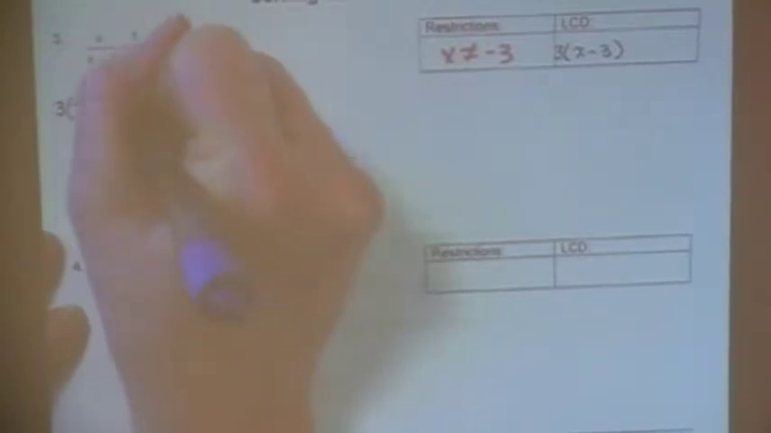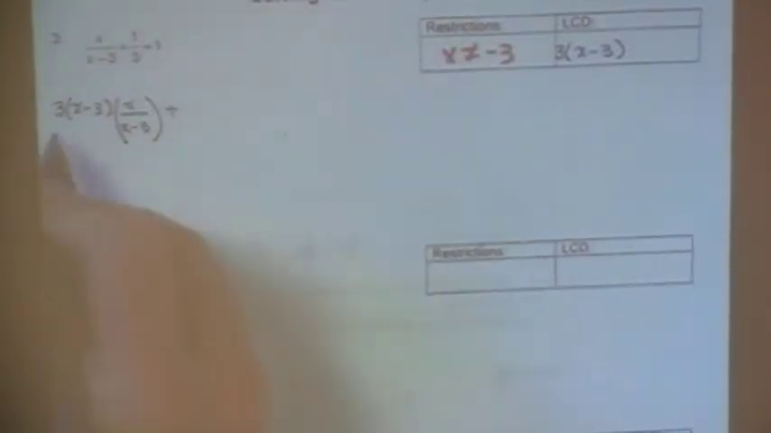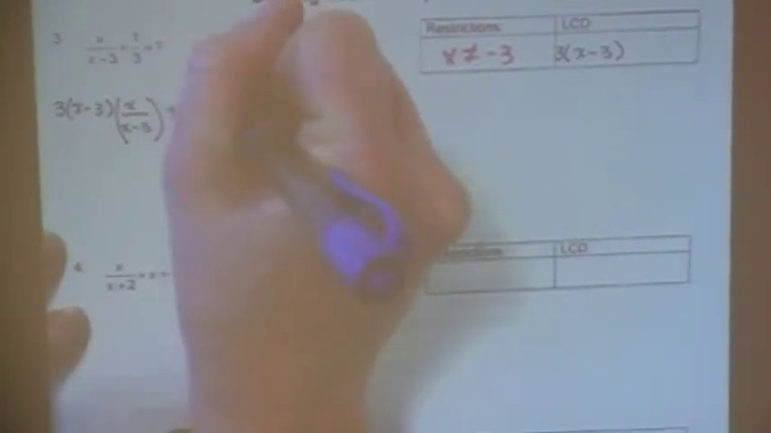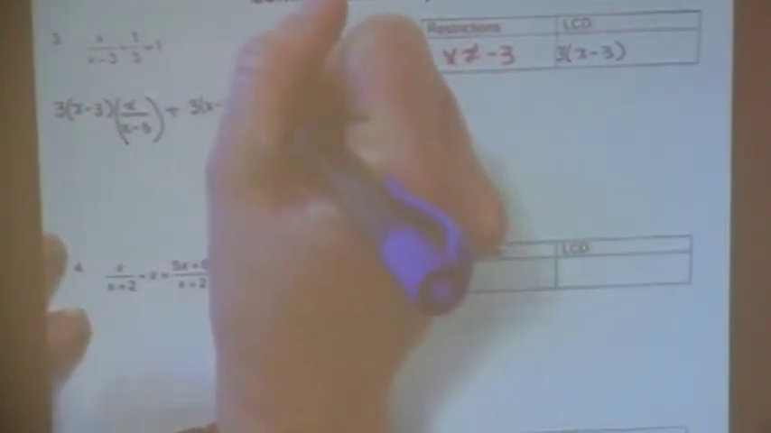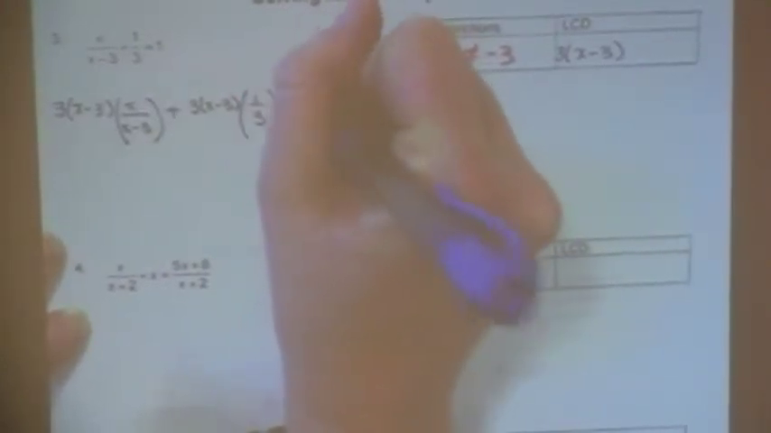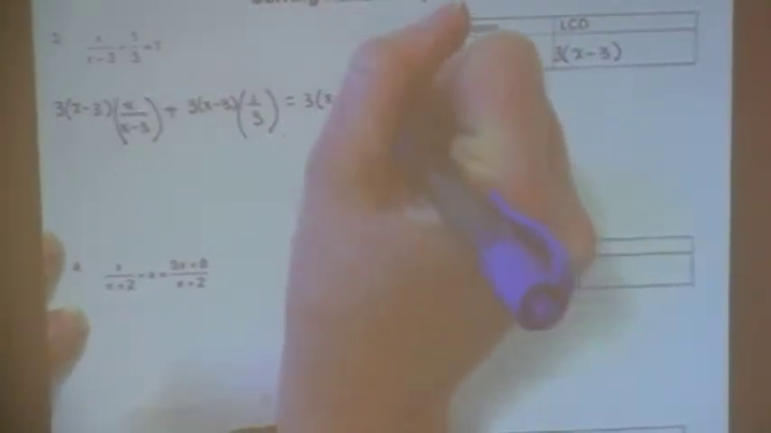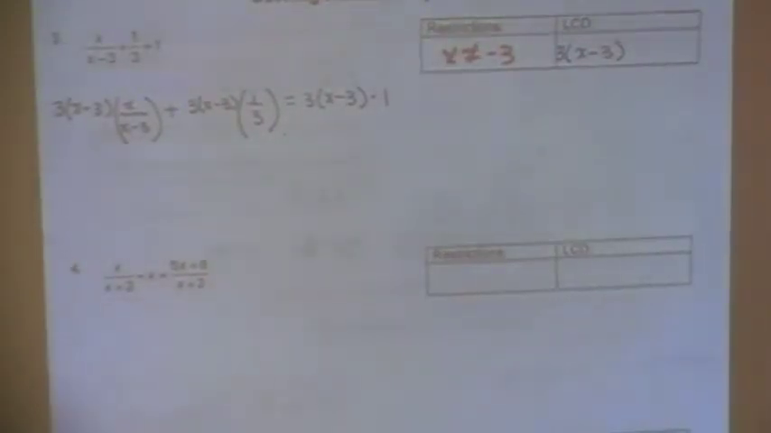You're going to multiply every single term by the LCD. How many terms does this problem have? Three. So I'm going to use my LCD 3 times. So I'm going to write this step out. When you get used to doing them, you don't have to write it out anymore, but just for the sake of everybody seeing what's going on, there's my LCD, and there's my first term. So I'm multiplying my LCD by my first term, multiply my LCD by my second term, and multiply my LCD by my last term. Everybody okay?